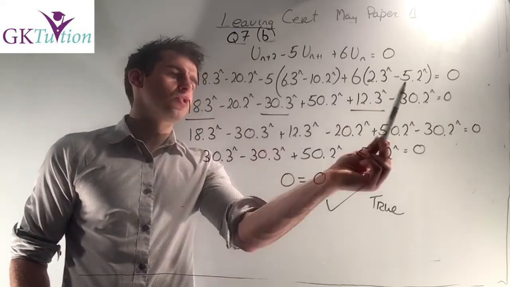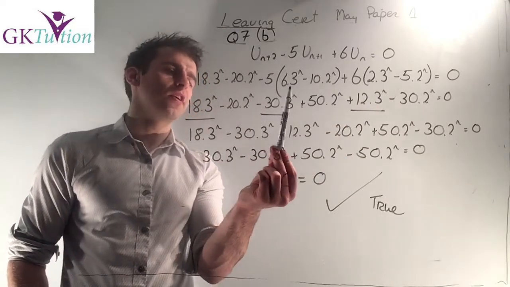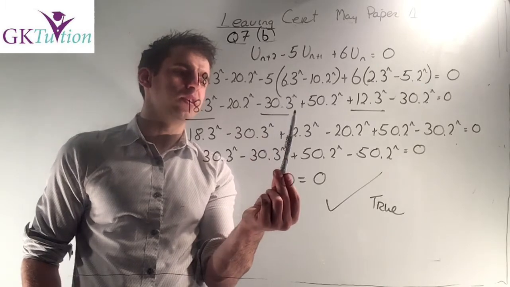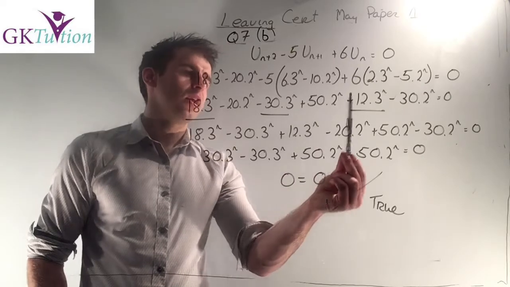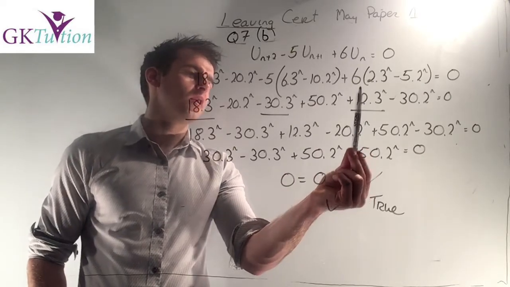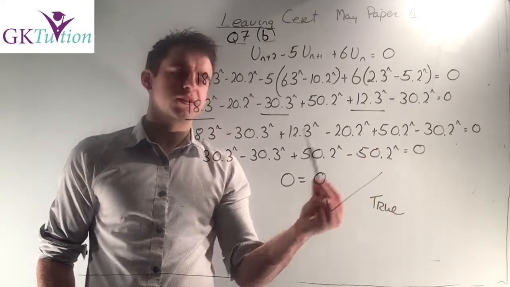Now, in the next line, we're just multiplying out our brackets. -5 by 6 gives me -30 times 3 to the power of n. -5 by -10 gives me +50. 6 by 2 gives me 12. 6 by -5 gives me -30.